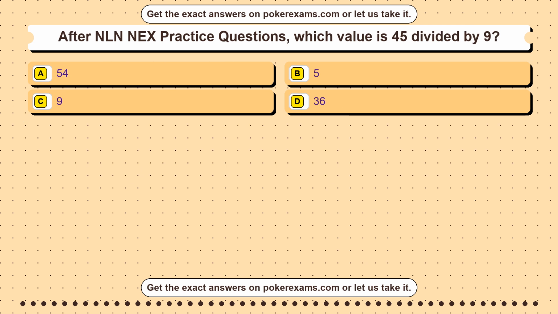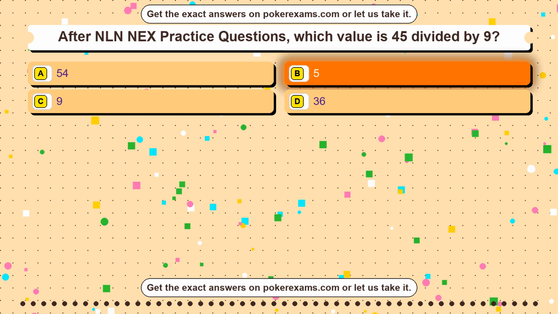Question 16. After GED physical science practice, which unit measures volume? Option A, degree. Option B, liter. Option C, meter. Option D, gram. The correct answer is option B.